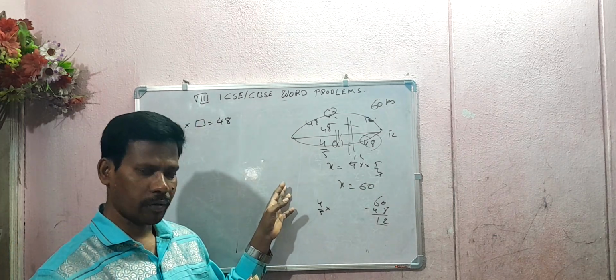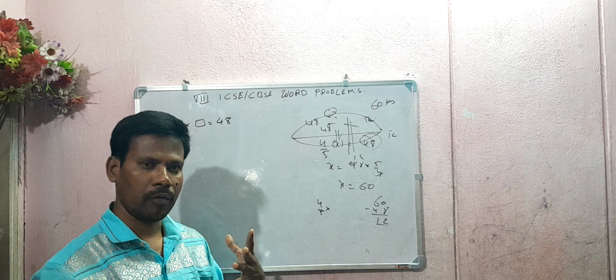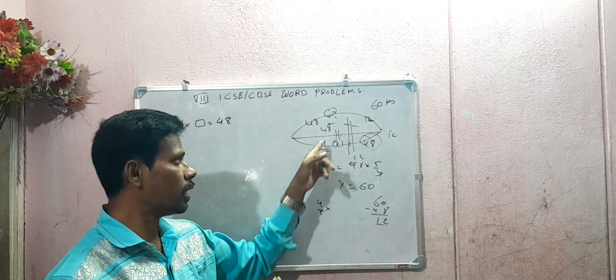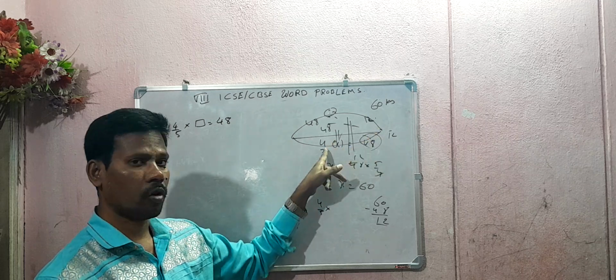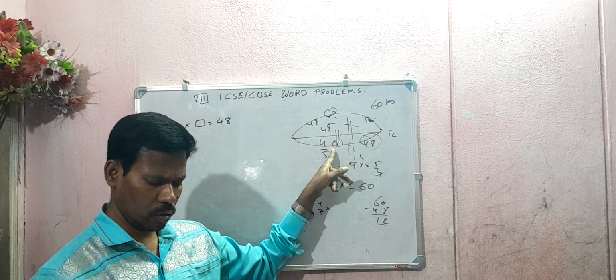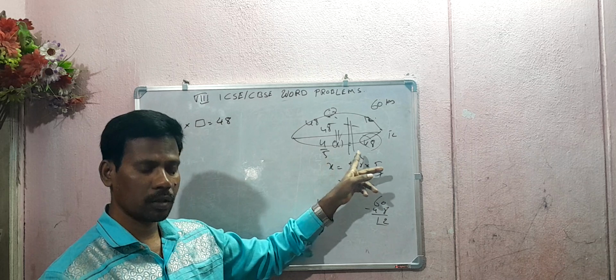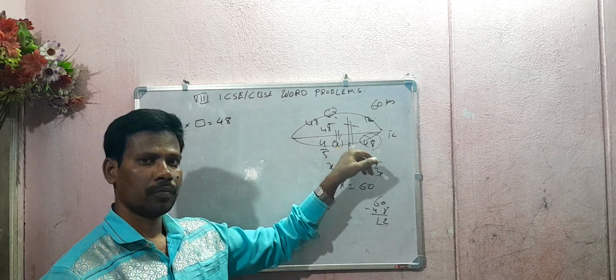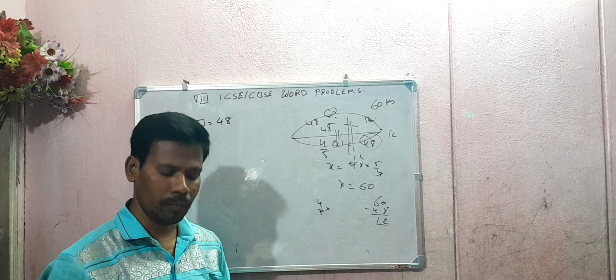Once again, after covering 4/5 of the journey, we don't know the total. Let the total distance be x kilometers. So 4/5 of the x part. So 4 by 5 x is equal to what is given: he finds that he has travelled 48 kilometers. So equate these two.